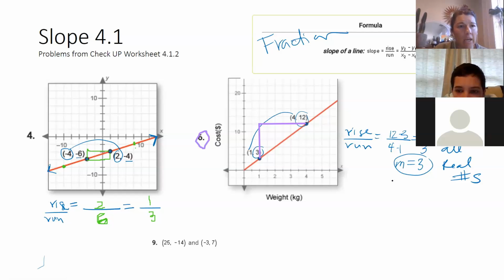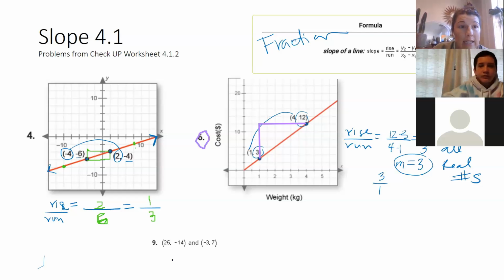And I wrote m equals 3 because as we go through this unit, anywhere you see m, it denotes slope. So you can write it as 3, 3 over 1, whatever floats your boat. But definitely decimals will make your boat sink, your slope boat. All right, let's look at number 9.